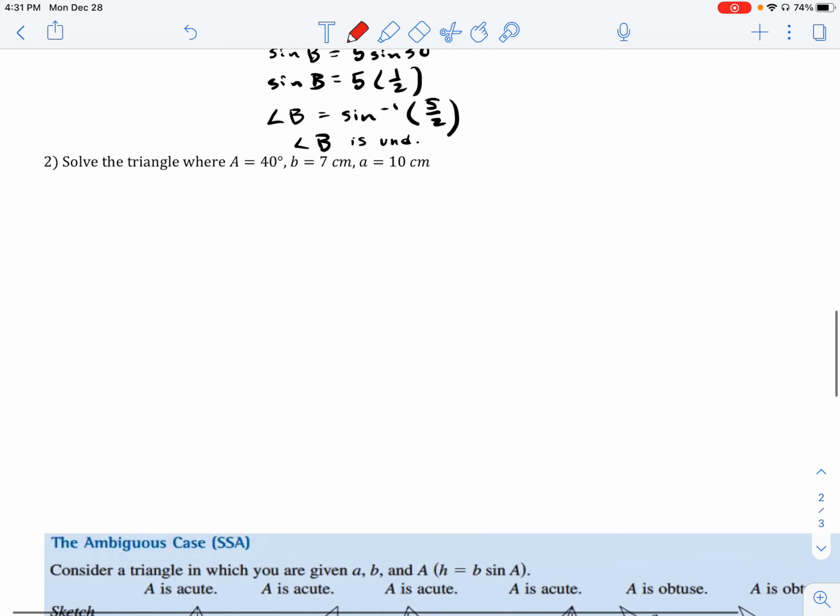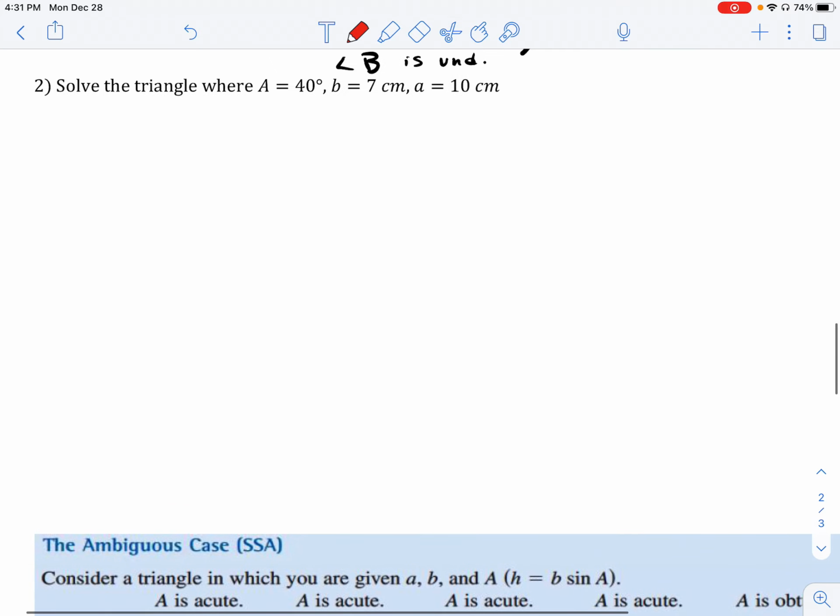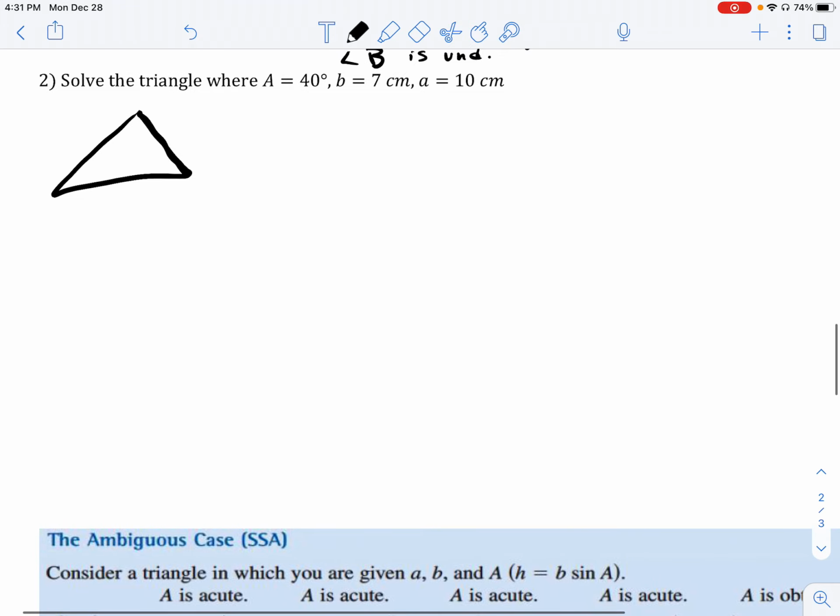Let's try another one. Now let's try a triangle where, again, I'll just draw an arbitrary triangle here right now. Whoa, that's an awful triangle. It's not much better, but it'll work. So we've got a triangle here. And again, I'm not too concerned about making this look really accurate. I just want to first identify what type of case we're given here. We know angle A is 40 degrees. We know that side B, so let's label this as angle B, meaning its opposite side, B is equal to 7. And side A is equal to 10 centimeters.